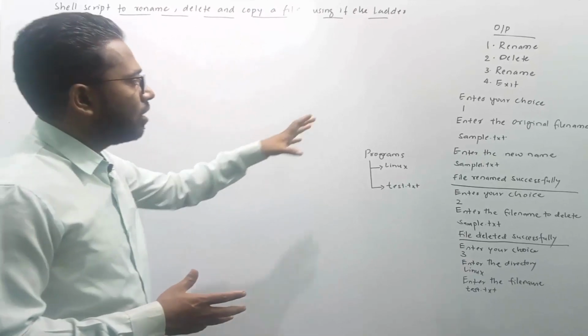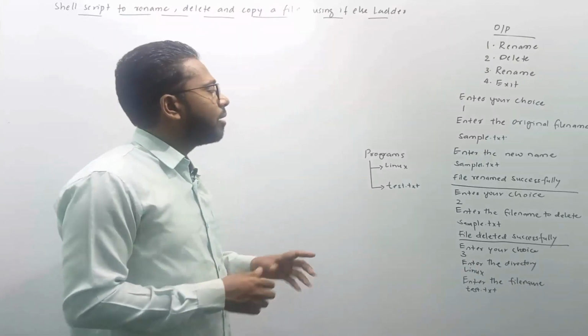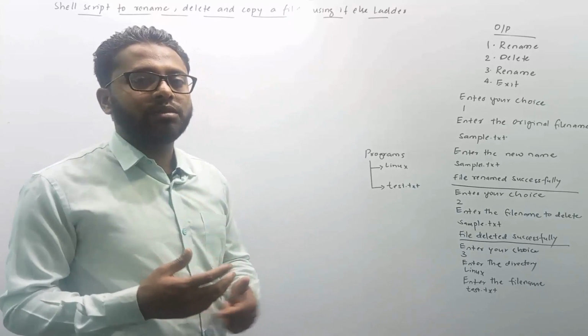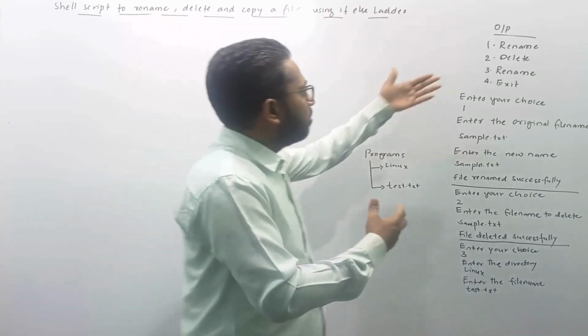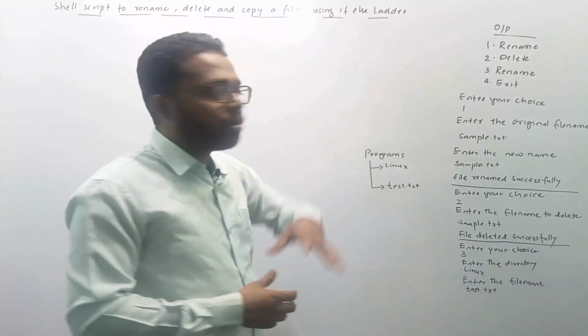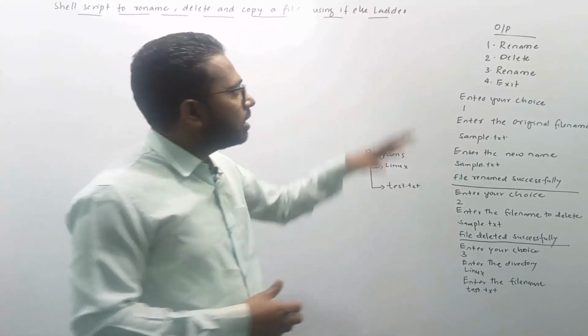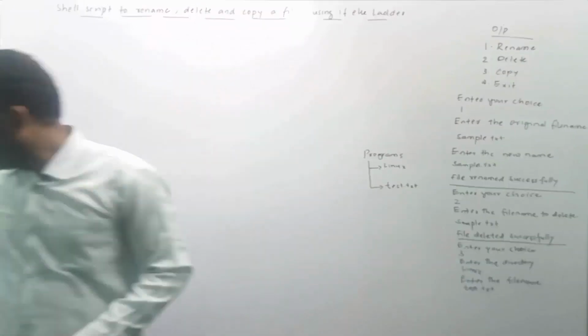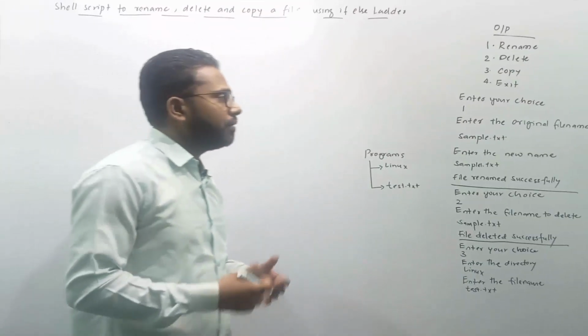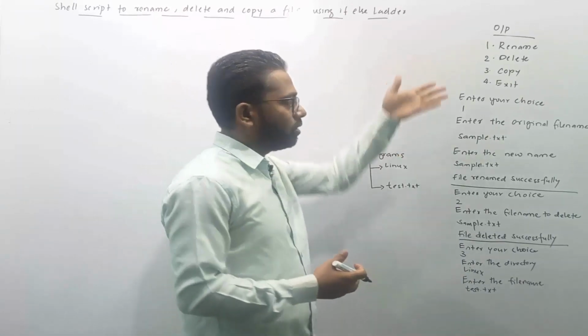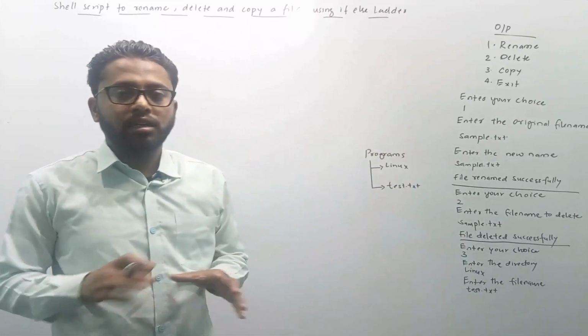As you can see here, I have already written down the output of this program, and when this program gets executed, it will display a menu with four options. First is rename, second delete, third one is copy, and the last one is exit. If the user enters any key other than 1, 2, 3, then the program should get terminated.